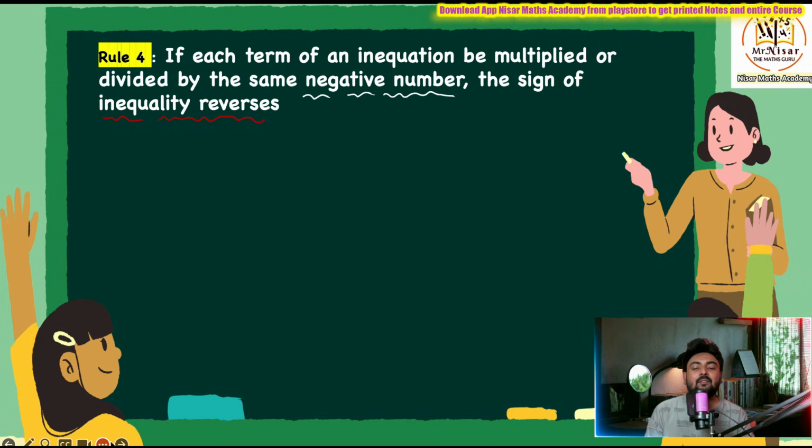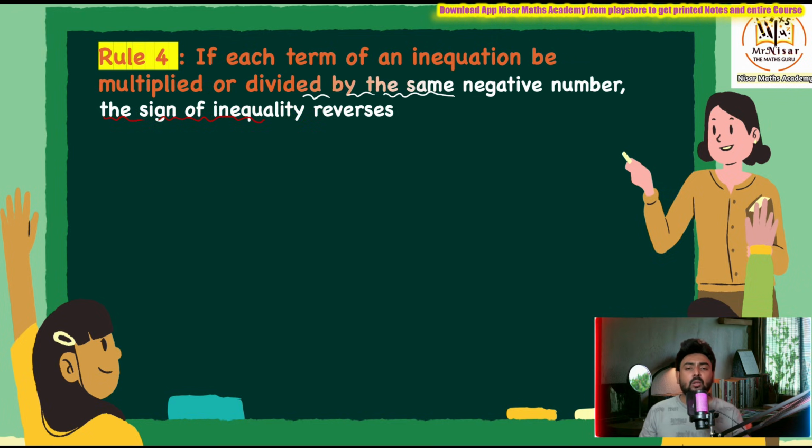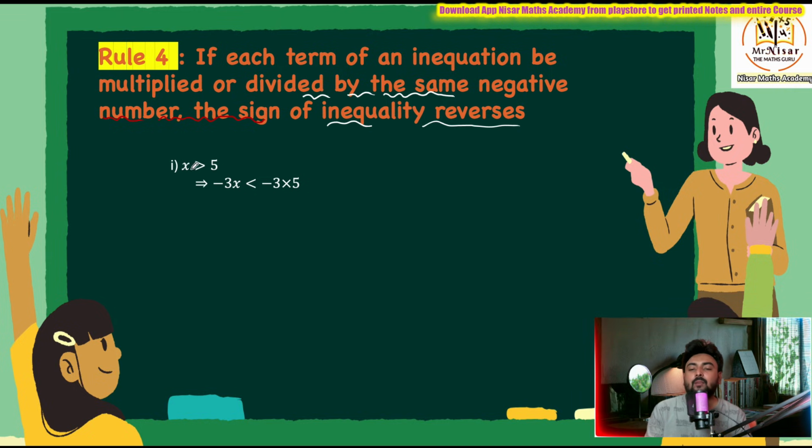So let's understand this with the help of a few examples. If each term of an inequation is multiplied or divided by the same negative number, the sign of inequality reverses. Let's see a few examples, children. So see, x is greater than 5. This is the first example I have taken. Now what I did, I multiplied both sides by a negative number, that is -3. So what happened? The sign of inequality changes. It reverses. That is the concept here. If you divide both sides by the same negative number, the sign of inequality will change.